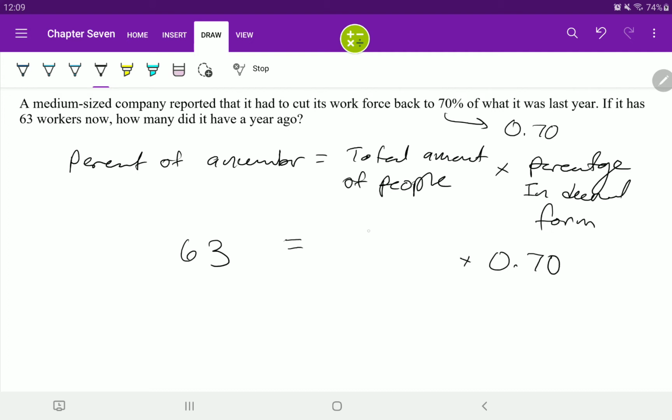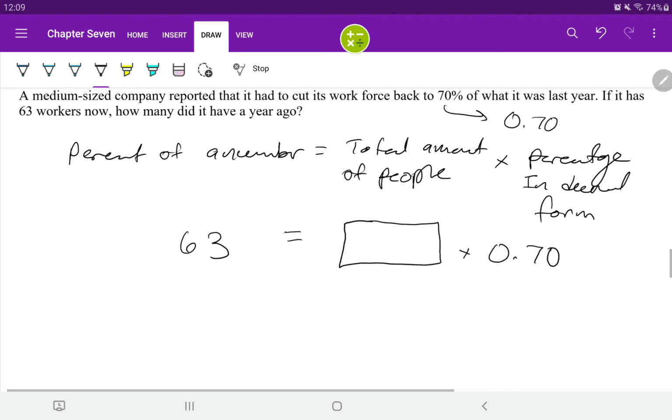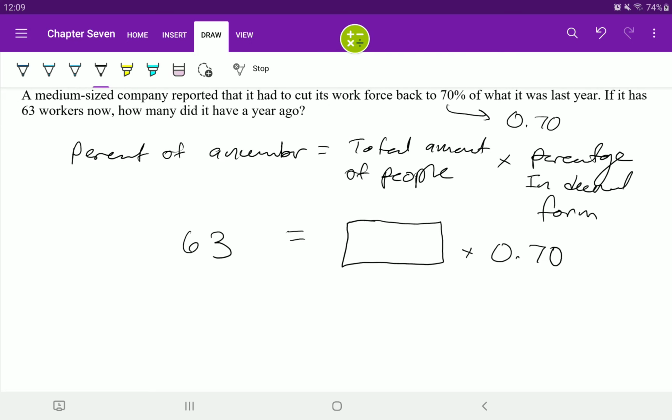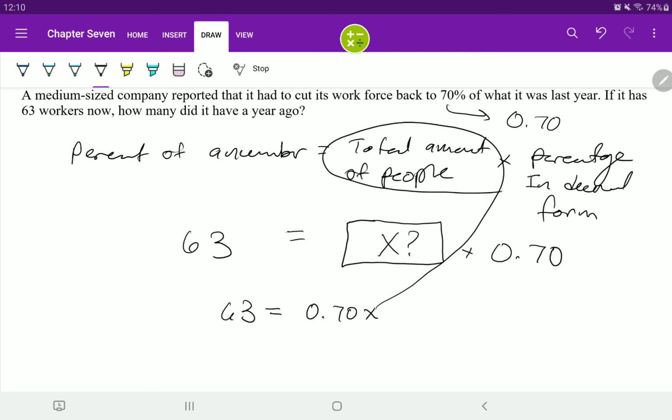So what was the total amount of people that I had to cut my workforce down to 70%, which equals 63 people? How do I go about that? Set that up as an equation. I can say 63 equals, well, I'm going to call this x, because that is unknown, and x times 0.70. So 0.70x. And x is going to represent the total amount of people that I have.